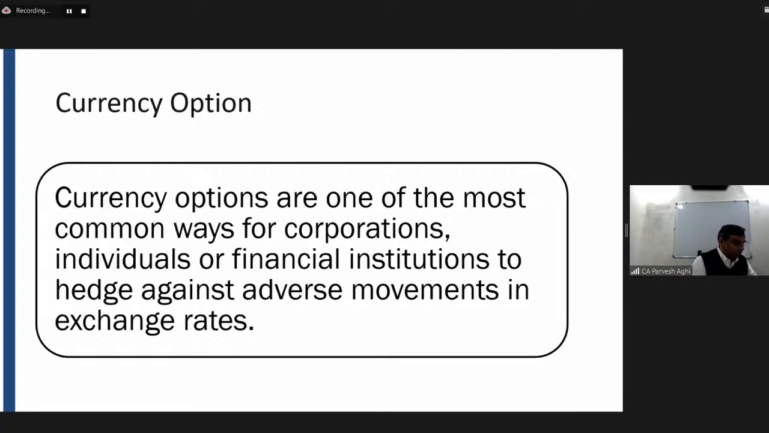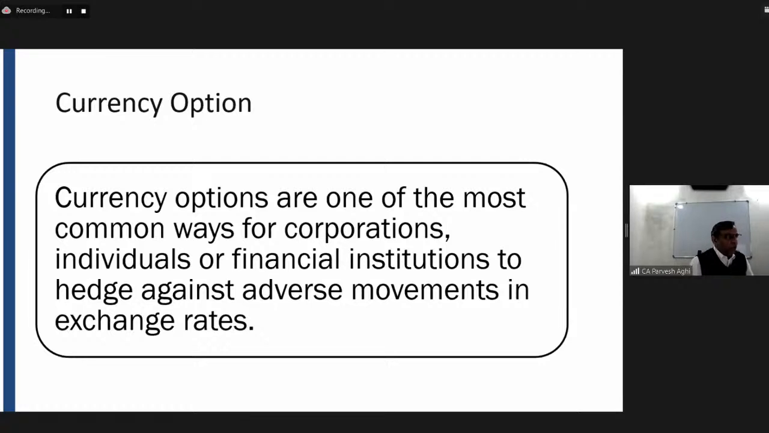So there's a very important question coming in. I'll just see that. Before that, currency options are one of the most common ways for corporations, individuals, or financial institutions to hedge against adverse movements in exchange rates. Now, the question is from Sumit Jain, and this is the most important question which we always face in our life. So the question is, why take futures since options are more favorable?